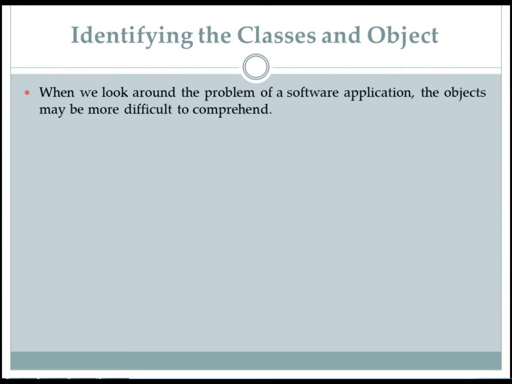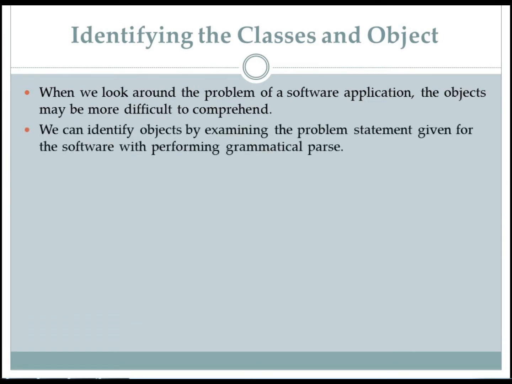Real world model is that for which we are performing software development. When we look around this problem of a software application, the object may be more difficult to comprehend. That is what the people who work in development look for. We can identify objects by examining the problem statement given for the software by performing grammatical parsing. Here the term grammatical parsing is nothing but the way to use the given nouns and pronouns as mentioned by the stakeholder or the end user of the system who has given us the problem statement.